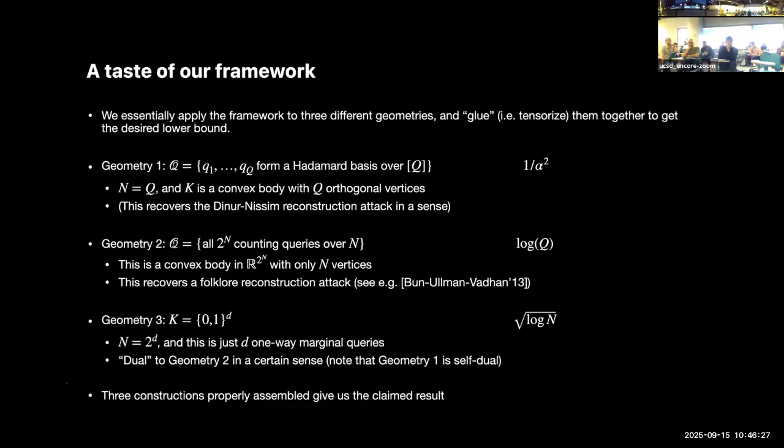And the third geometry is just the popular one-dimensional queries. So it's more convenient to write using the language of K. So the vertices are just going to be all the 2 to the D vertices of a Boolean hypercube. And this is just one-dimensional. And this is where you get square root log n. And this is kind of dual to geometry 2 in a certain sense, right? Here you have many vertices, but few queries. And there you have way too many queries, but only a few vertices. It looks superficially interesting, but yeah, we'll see. And if you just assemble these constructions, you can get what we claimed before.